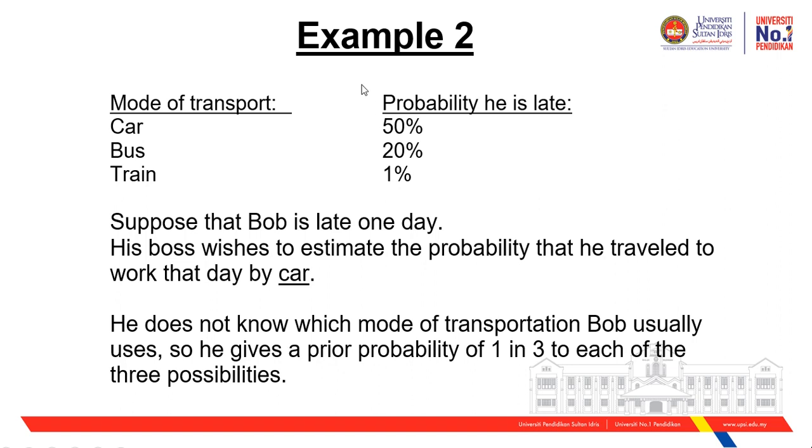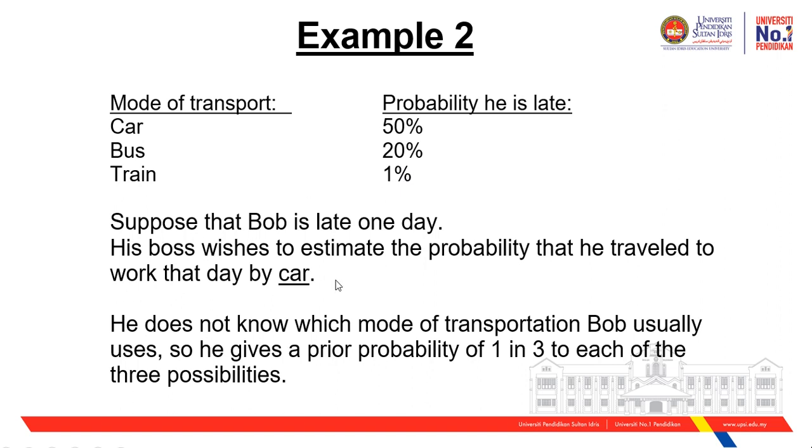Okay, example 2. Given data like this, you have mode of transport and the probability that he is late. So here is Bob. This is the probability Bob is late. For instance, if by car, the probability that Bob will be late is 50% or 0.5. If by bus, the probability that Bob will be late is 0.2 or 20%. And if Bob comes to work by train, the probability that he will be late is 1% or 0.01.